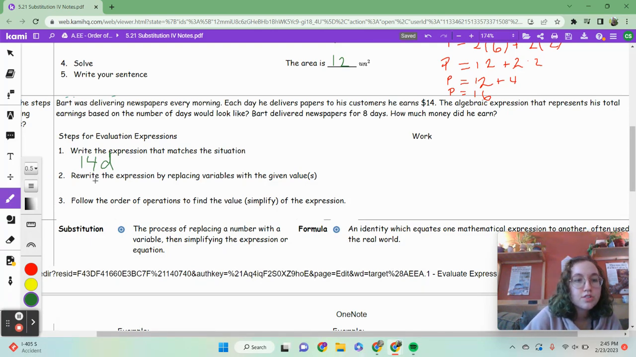I don't need to write that multiplication there, because if I'm saying I have 14D, that's the same thing as multiplying. So I want you to finish up the rest of this problem, rewrite the expression by replacing the variables with the given values, so that's 8 days, and follow the order of operations. Once you're done with that, come to myself or Mr. Myers for a sticker. Thank you.